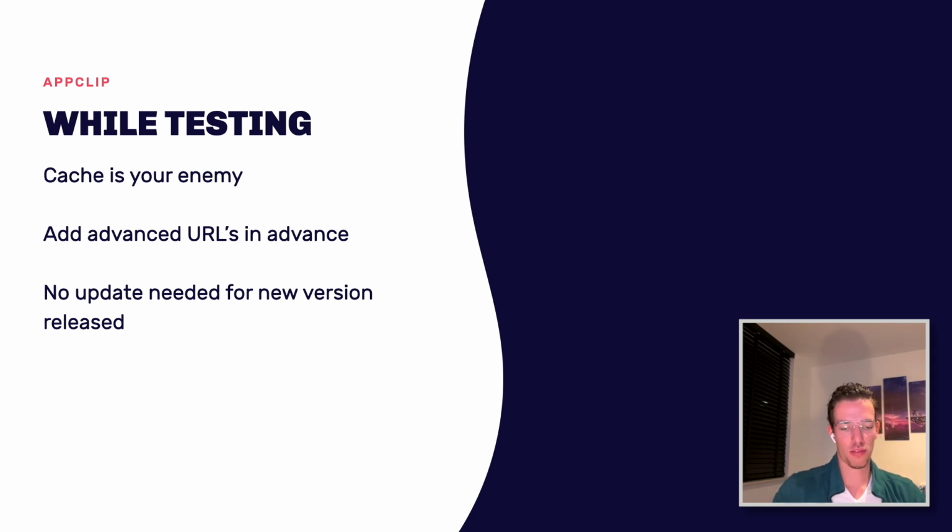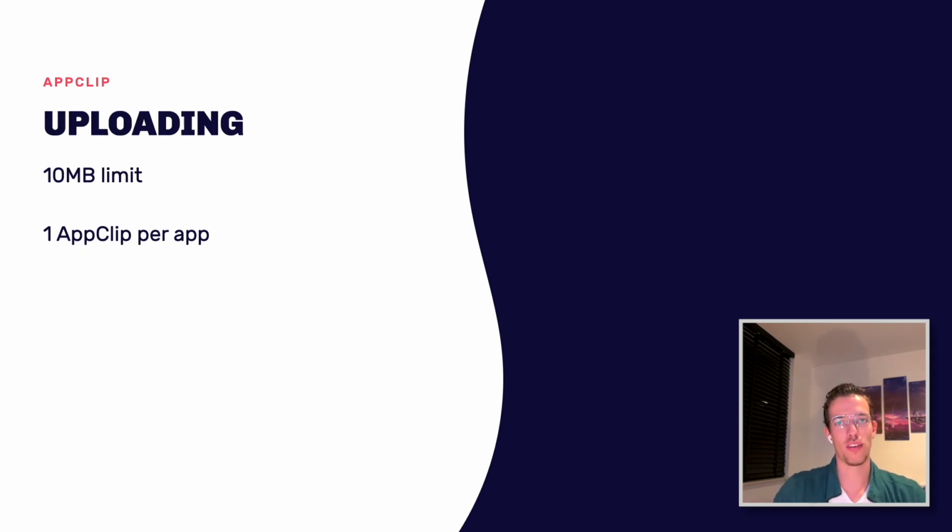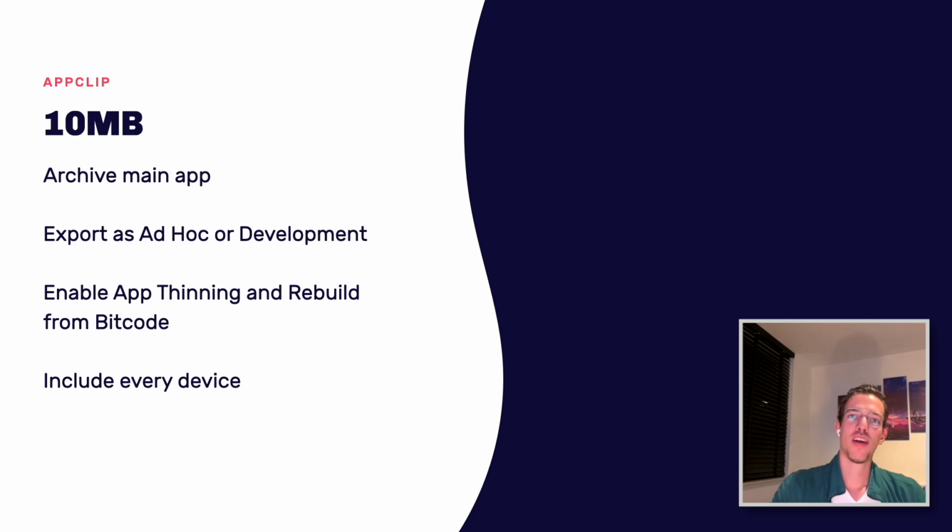Okay, now that we've made our AppClip and tested it, we're going to upload it to the store. But of course, there is a 10 megabyte limit, and you can have only one AppClip per app. There are ways that you can check how big your app is before even uploading it, before you get an annoying message from Apple, because during runtime you never get this message. You only get it when you upload it.